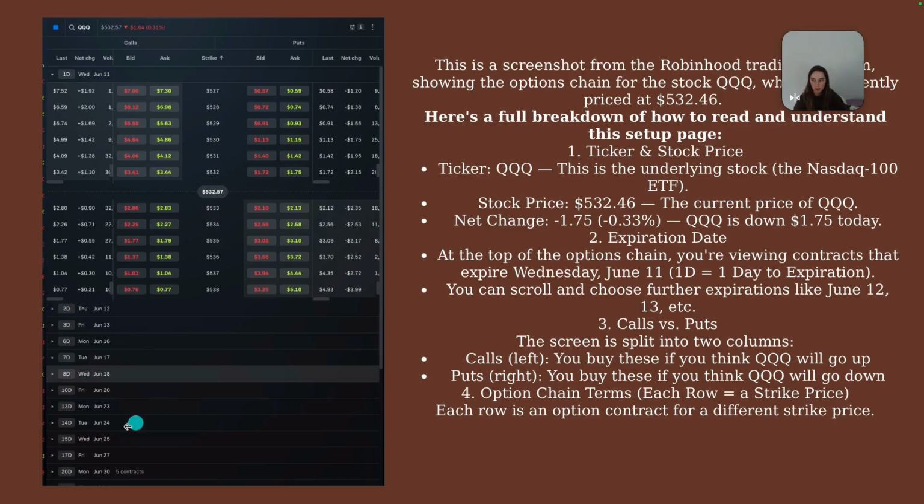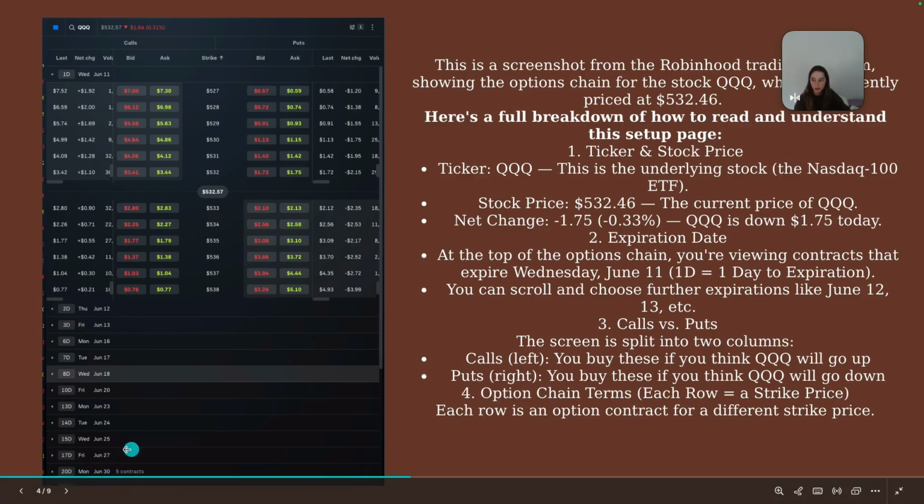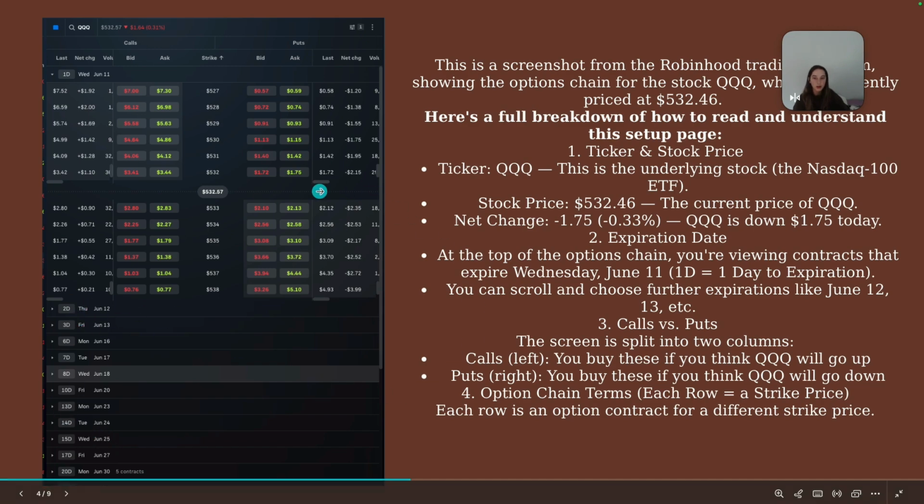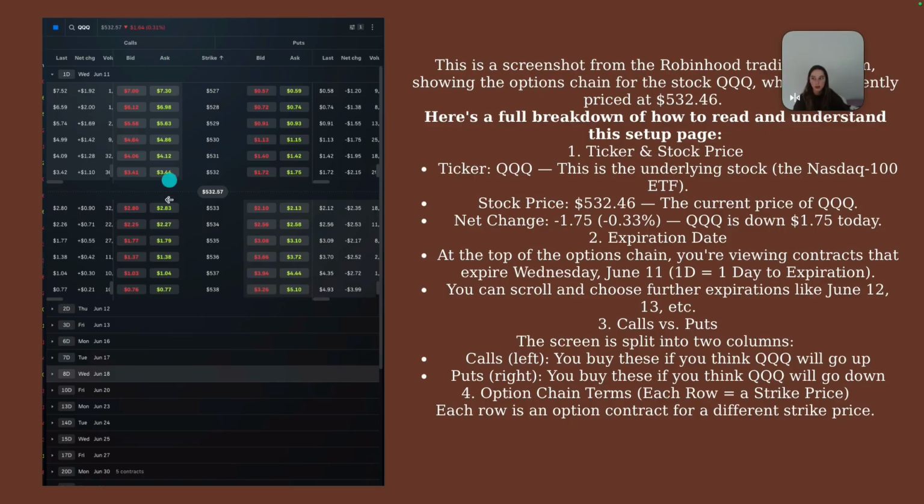Down here, we have more expiration dates. If you wanted to pick different contracts, you obviously could. And then again, calls versus puts. We have calls on this page and puts on this page. And then we will go over all of these little categories as well: the ask, the bid, the last, net change, volume, all that good stuff.